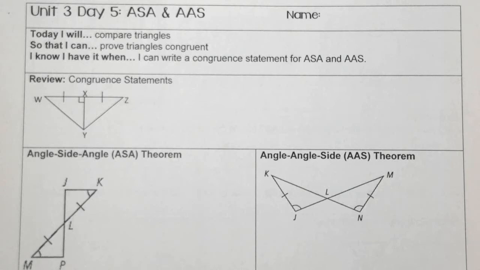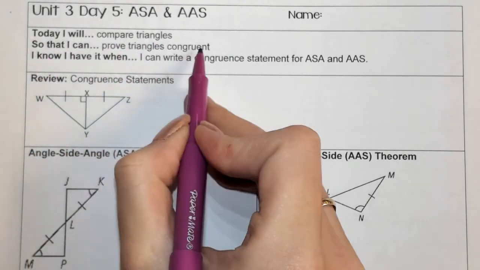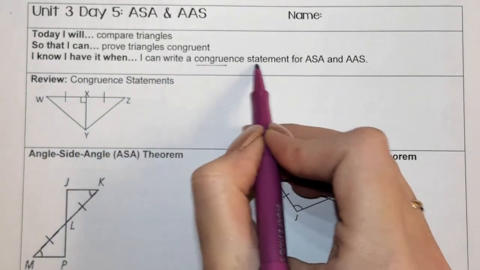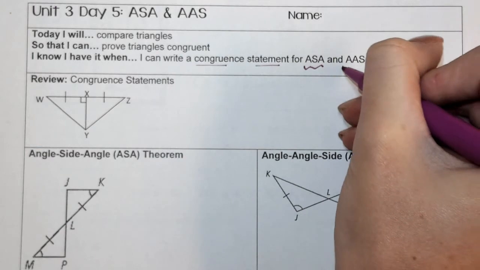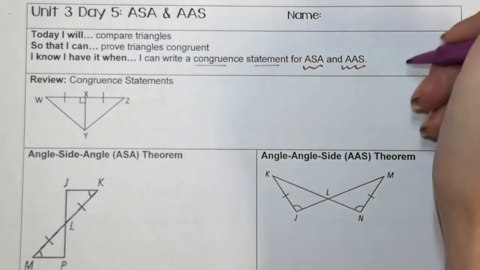Hello everyone, we are going to be looking at our other two congruence theorems today. So today we are comparing triangles so that we can prove they're congruent. You'll know you have it when you can write a congruent statement for ASA and AAS. So these are those other two congruence theorems.